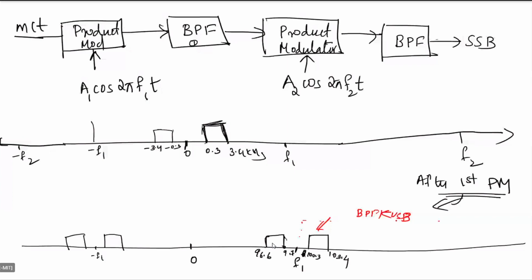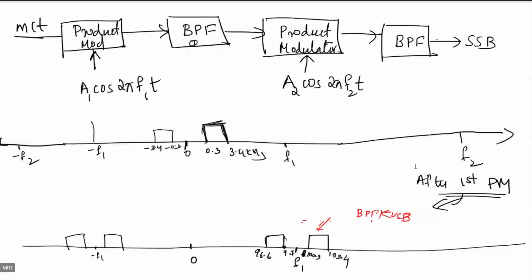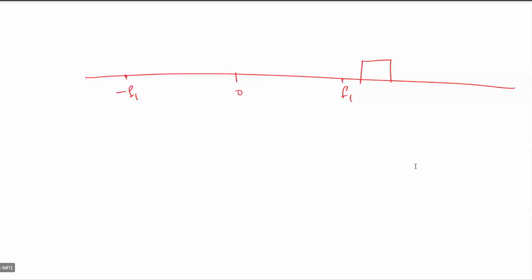So what is the second question? The sidebands of the SSB modulated waves appearing at the two bandpass filter outputs. So after the first bandpass filter, my output is, so here I have F1, these things are removed. This is minus F1, I took away my upper sideband only. After bandpass filter 1, this is 100.3 and 103.4. A bandpass filter which actually selects this part.